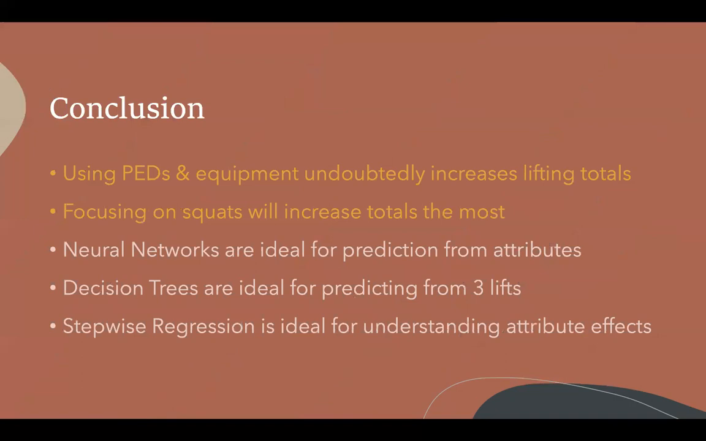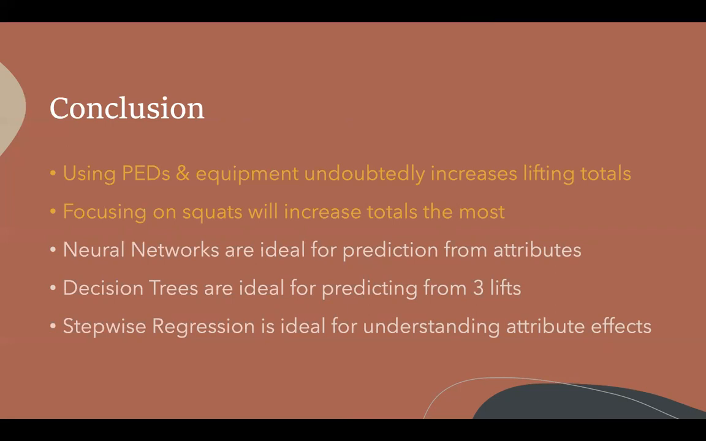So in conclusion, if you use performance enhancing drugs or compete in a division where performance enhancing drugs are not tested for, and if you use equipment, you will have a higher lifting total. Pretty obvious, but it's interesting to see the actual niche effects of each piece of equipment. Focusing on squats will increase totals the most, whether it's because that increases synergy or because squats are obviously the most highly lifted lift. People can lift the most on it. That remains to be seen, but I think it could be pretty obvious.